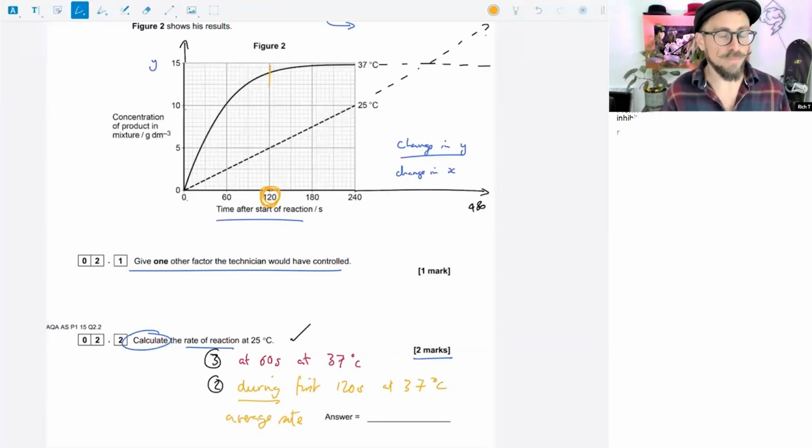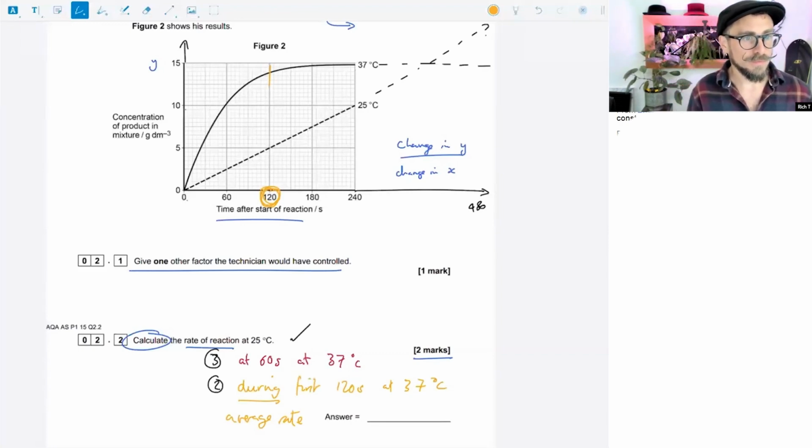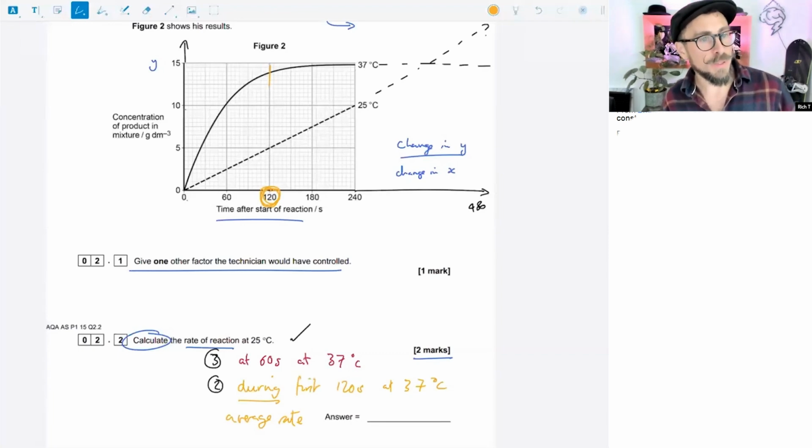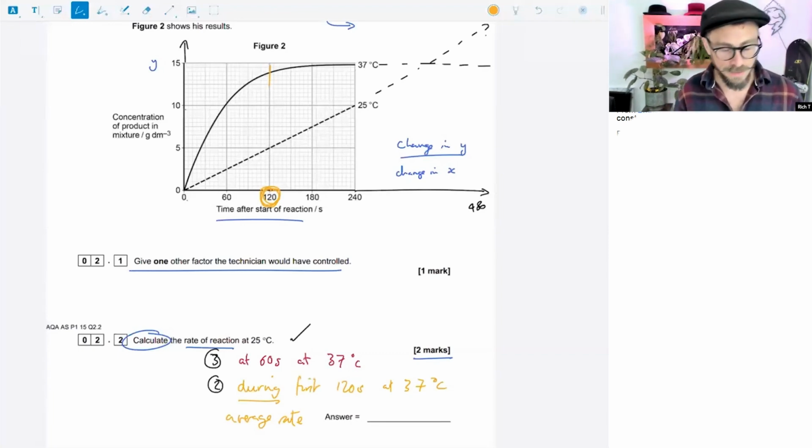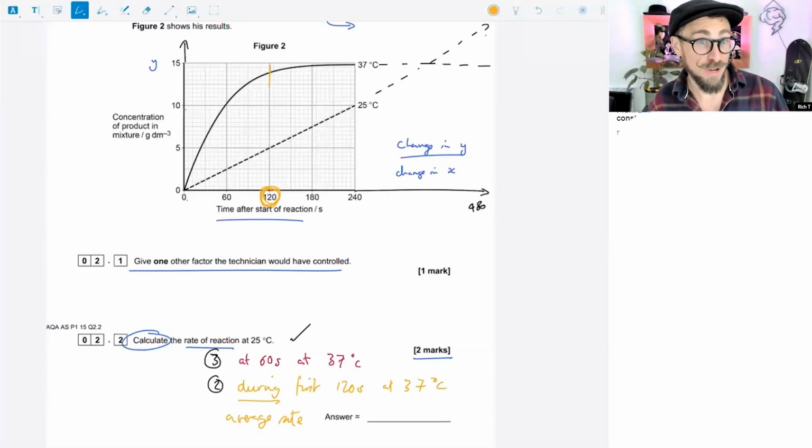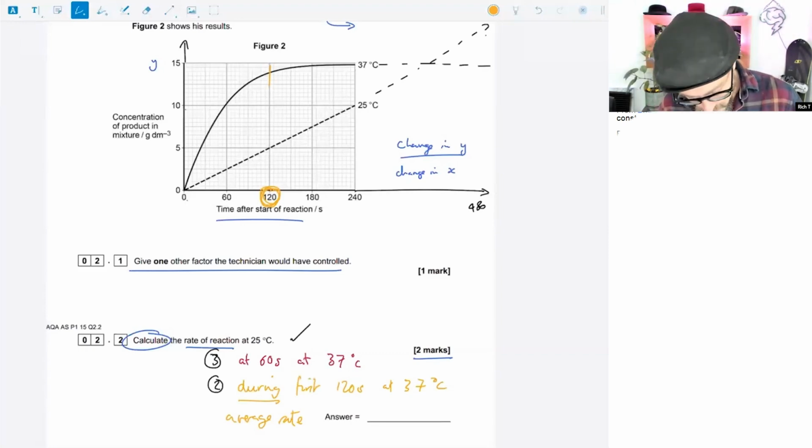Okay, time's up. Anyone got an answer for me? Okay, so we've got grams per decimeter cubed per second. Yeah, I mean, I made this question up, so we haven't got very round numbers. Well, basically, how do we do this?